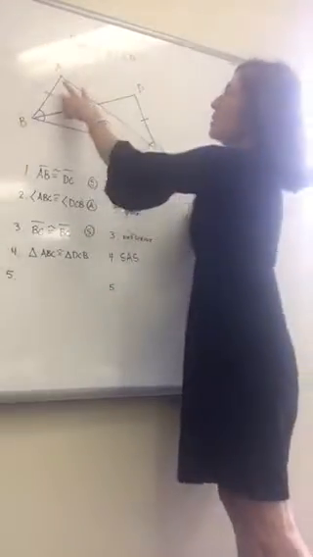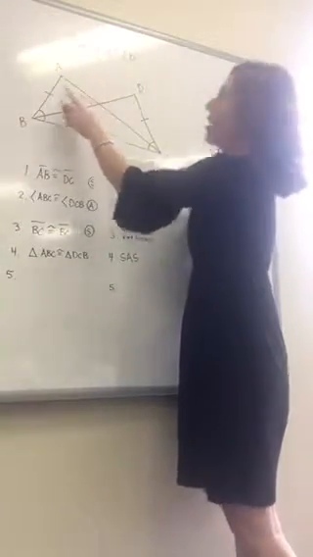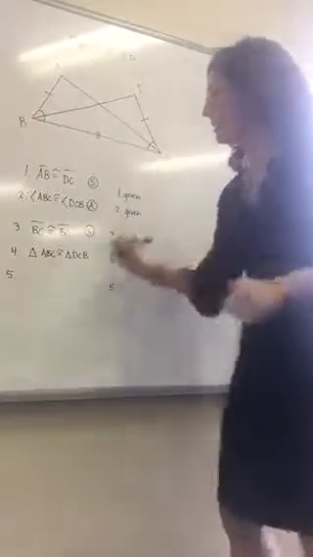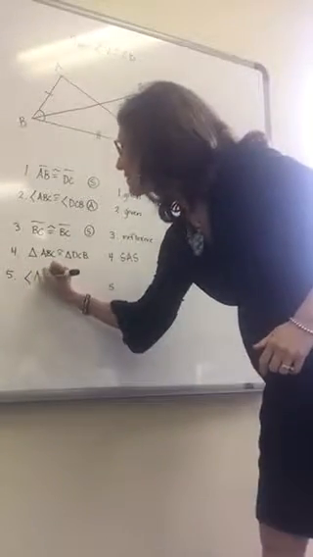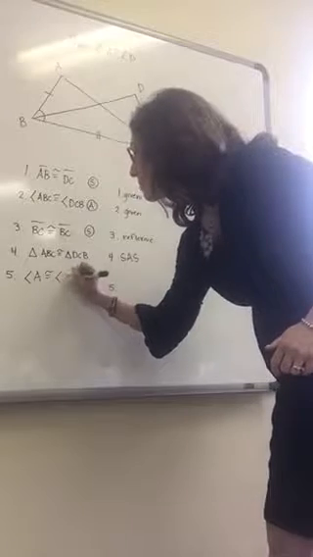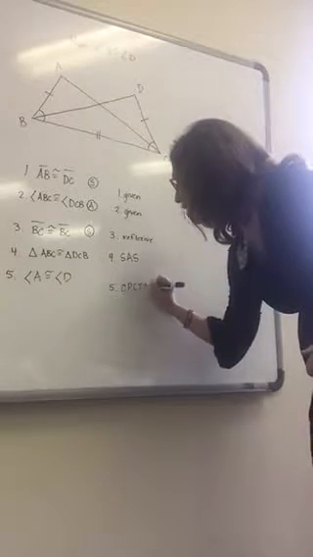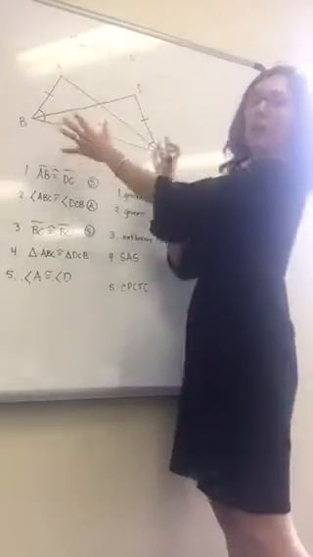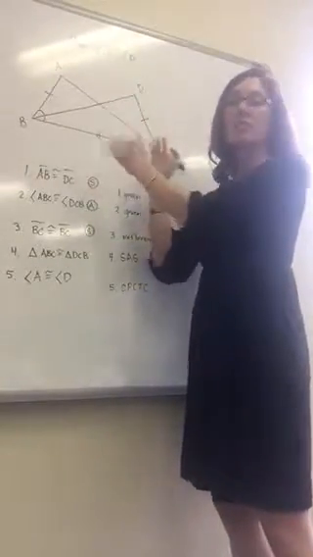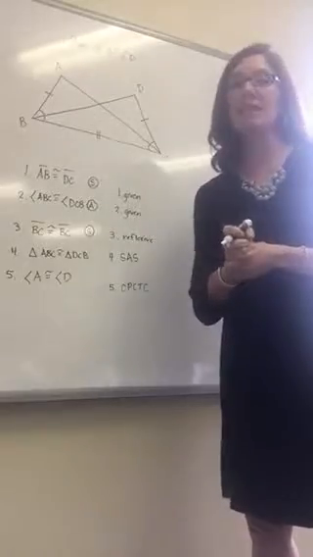So I can now prove that angle A is congruent to angle D by, and this is so simple, by corresponding parts of congruent triangles are congruent. I proved the two triangles congruent. Now I can prove any parts of them congruent using CP/CTC.